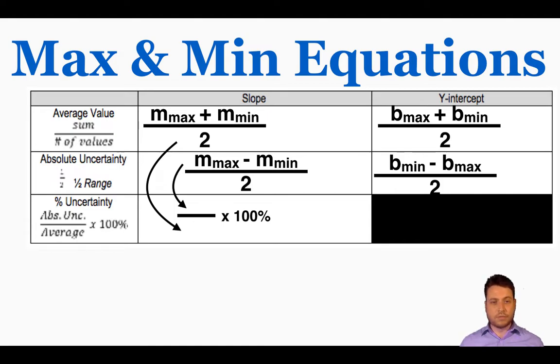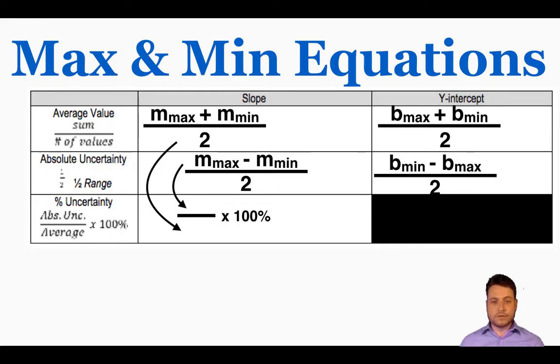You can see as an example below average value, it shows sum over the number of values. That's the equation for the average of numbers. I'm just giving them to you like this so it's a little more clear what you have to do. So you can see that as an example, to find the average slope, you add the slope of the maximum line plus the slope of the minimum line divided by 2. So it's literally the mathematical average of the two slopes from your experiment.